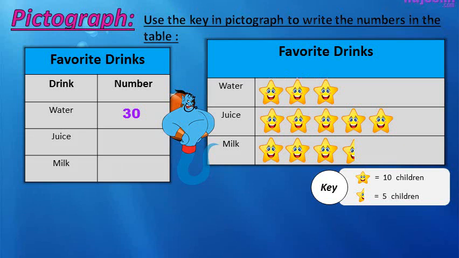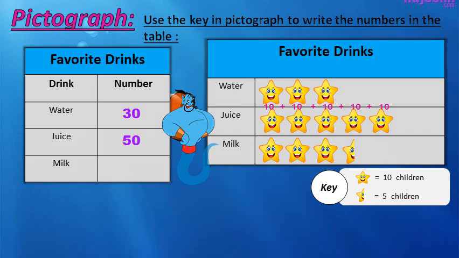What about the juice? Let's look at the pictograph we have. We have how many stars here? We have 1, 2, 3, 4, and 5. So we are going to replace each star by how many children? By 10 children. And let's count by 10. 10, 20, 30, 40, and 50. So how many children prefer juice? 50 children.